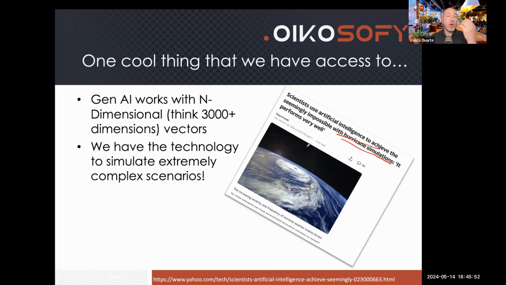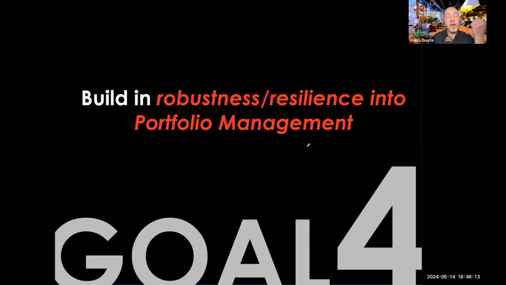Now, in our portfolio simulation, we don't do thousands of variables. We will use 5, 10, whatever that is. But the point is that we can go much further. And as this generative AI technology develops and as we learn to work with it better, we can definitely go and incorporate a lot more variables in our simulation. And finally, goal number 4 is to build robustness or resilience into portfolio management. This is one of the goals of project management with what they call risk management.